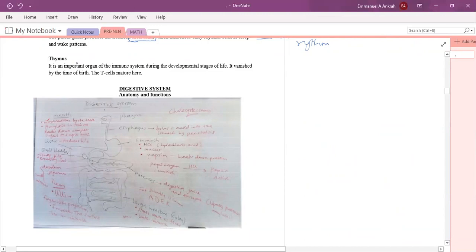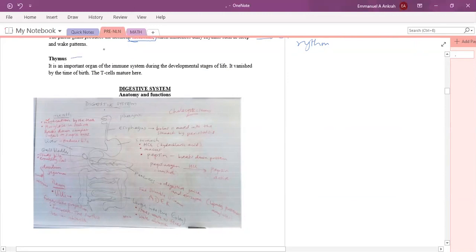That's what the T cells do. The T cells damage foreign tissues. So the thymus trains them early in life so that if they see your tissue, they don't damage it. But if they see a foreign one, then they can attack it and so on. So it is an important organ of the immune system during the developmental stages of life. It vanishes by the time of birth. So this is where the T cells mature.